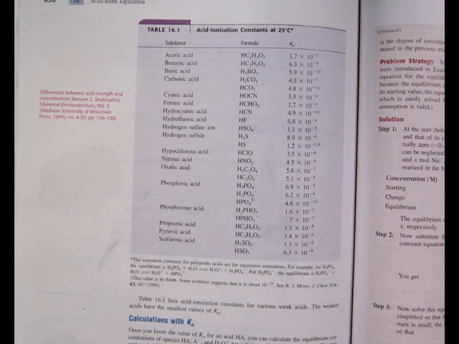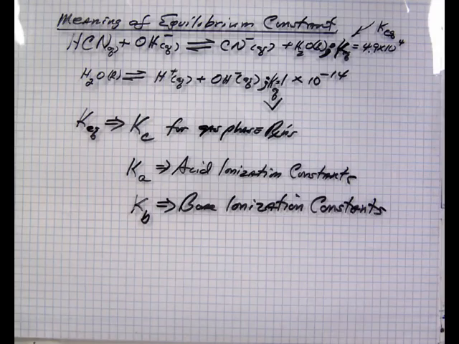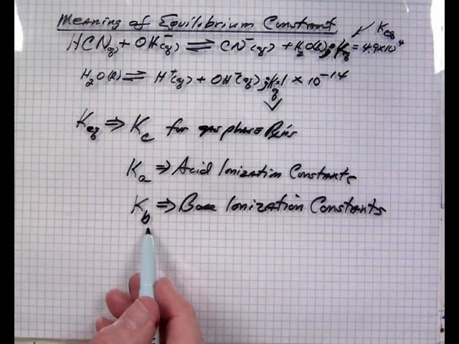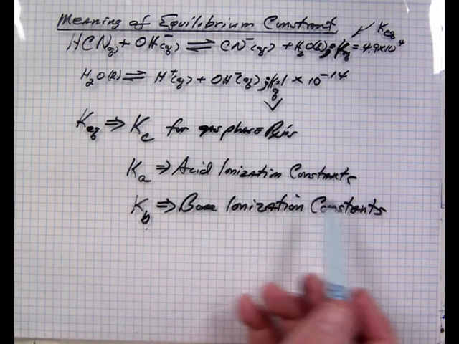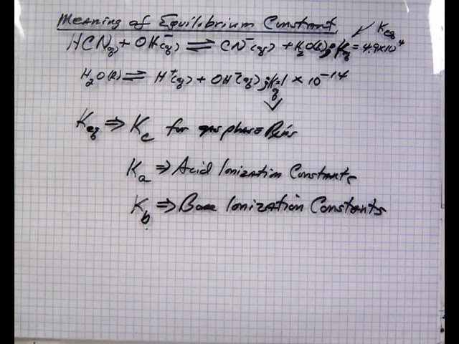How do we compare strength of first ionization of boric acid to either benzoic or acetic? Benzoic or acetic are stronger acids. They deliver more of their product, hydrogen, which characterizes acids, into solution. If the K value has a B, it is a base ionization constant.